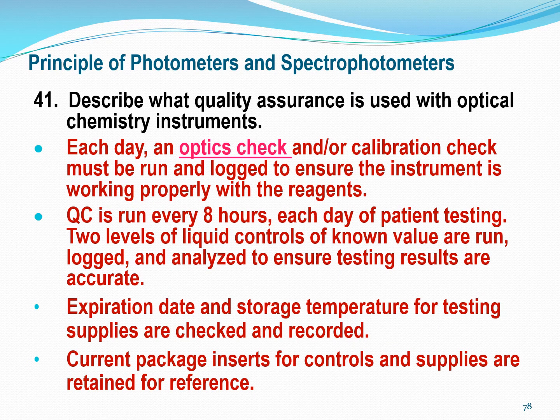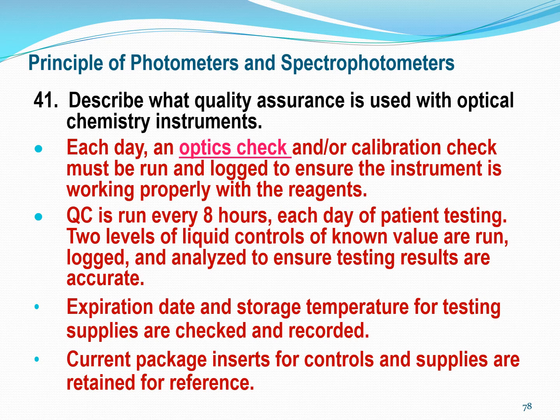We want to be able to describe the quality assurance used with optical chemistry instruments, because as we know, before we do any testing of a patient, like if we were doing a hematocrit test in the lab, we would always either check to make sure QC had already been run today, because it needs to be run once every 8 hours, 2 levels of control, right? We also have to do optic checks and or calibration checks on our instruments.